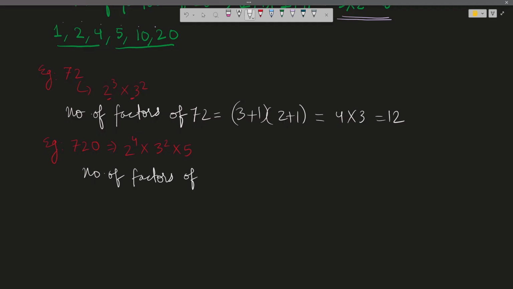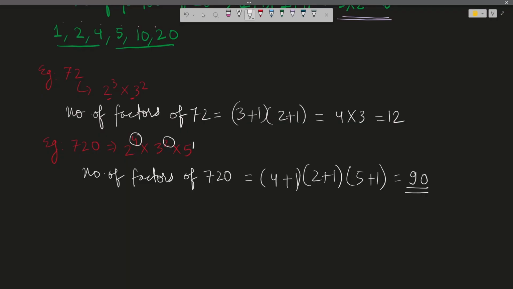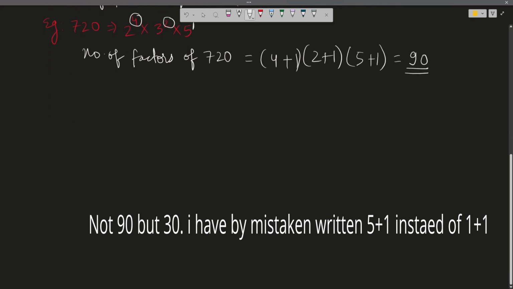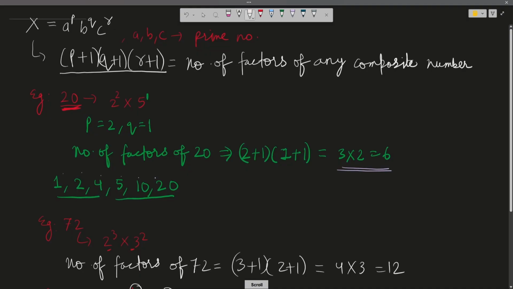Now, in this case, the number of factors of 720 will come out as 4 plus 1, taken 4 from here, multiplied by 2 plus 1, taken 2 from 3 to the power 2, and 5 to the power 1, 5 plus 1 gives us 4 plus 1, 5, 5 into 3, 15, 15 into 6, 90. That means in total there are 90 factors possible of 720, right? So as the number grows, the number of factors of that number also increases, right?